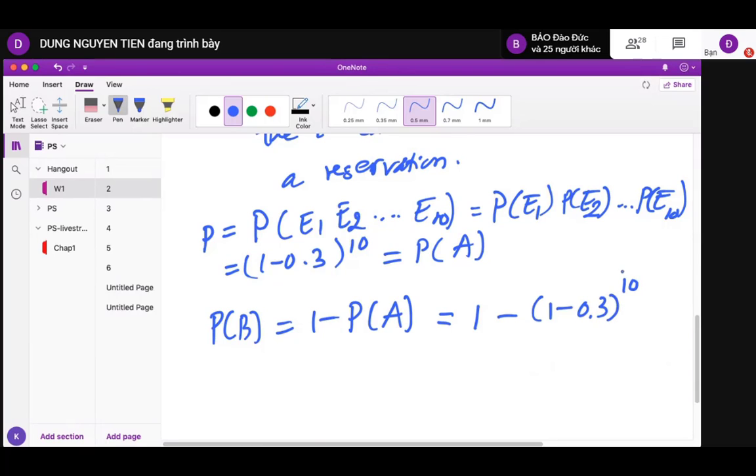Is that okay? Good. Any question at all? I see that some of you already got the answer. Very good. And it should be, let me check, 0.9718. You need to round the number. All right. The next question. Is that all clear?